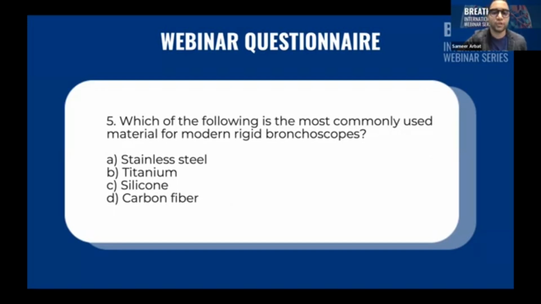I'll repeat the question. Which of the following is the most commonly used material for modern rigid bronchoscopes? Is it A, stainless steel, B, titanium, C, silicon, or D, carbon fiber?